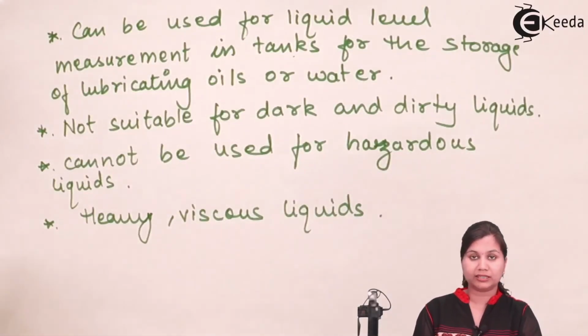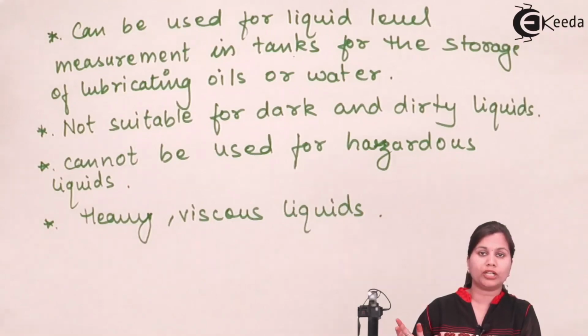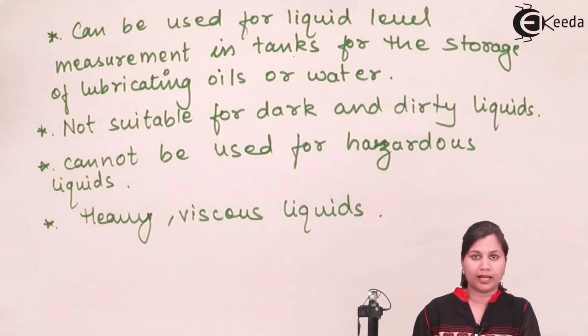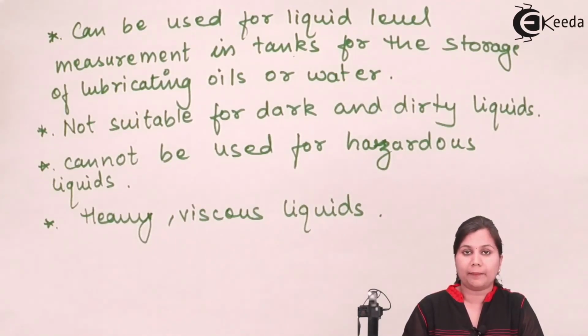And also we have seen that this method is a very old technology, so it cannot be used where automation of industrial processes has been done. So in this video we studied the sight glass tube method, which is used for liquid level measurement. We studied its construction, its principle, its working, its advantages, and disadvantages, along with its applications and limitations. So I hope that this topic is now clear to you. Thank you.